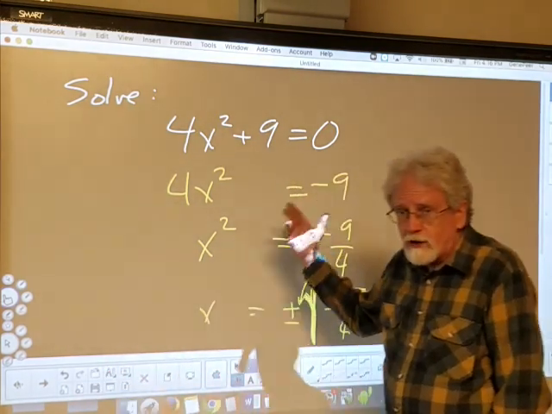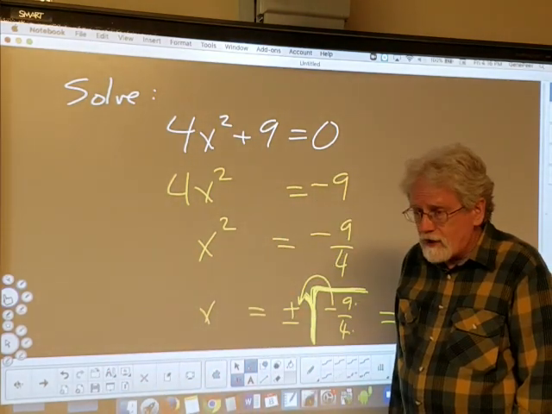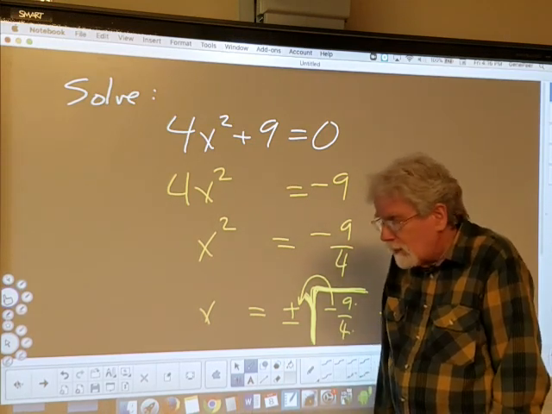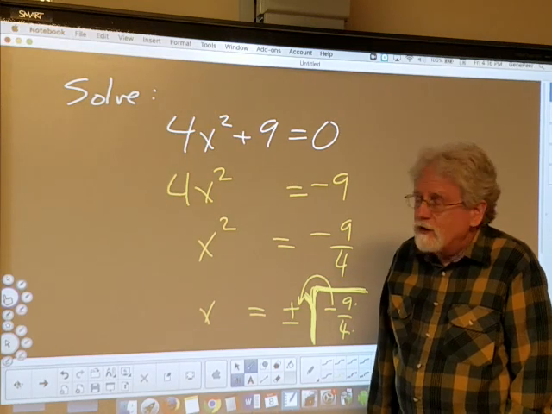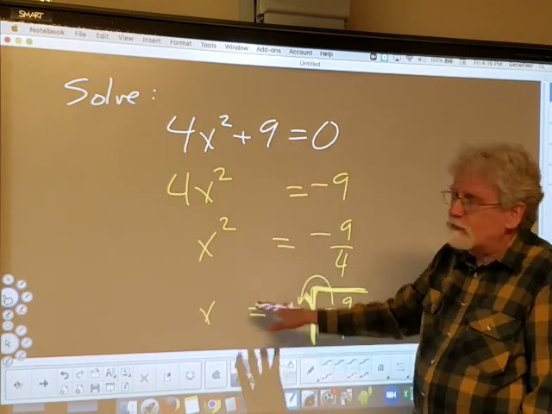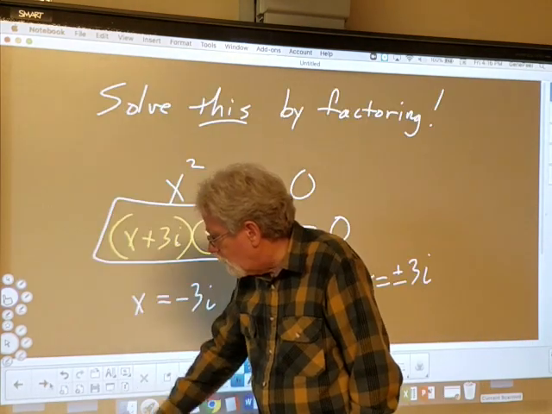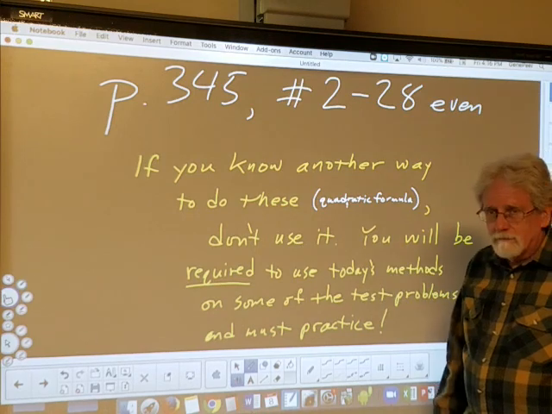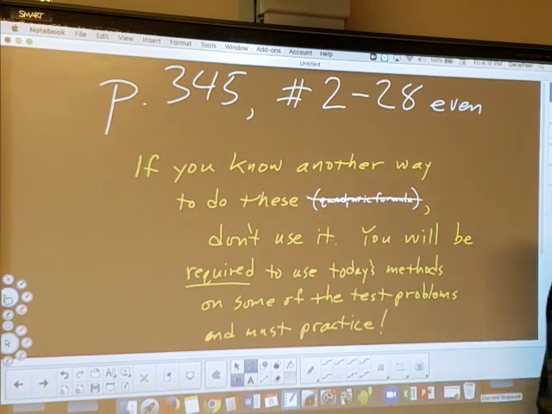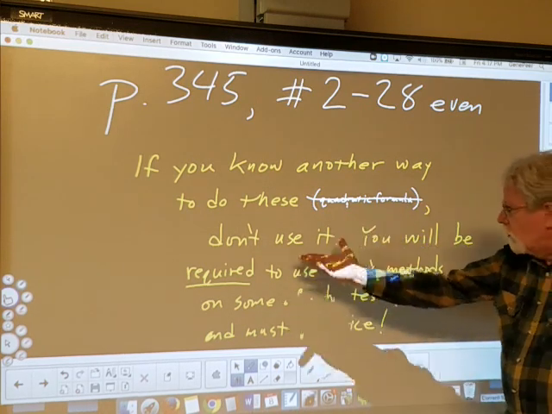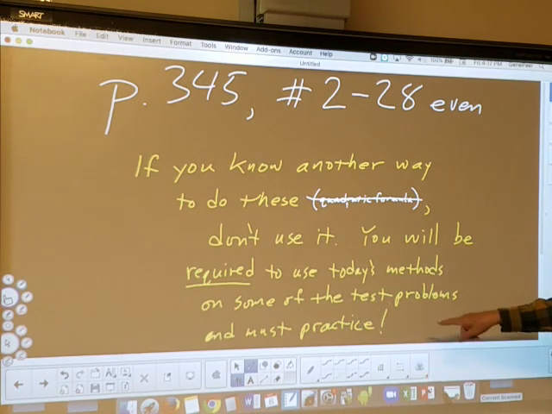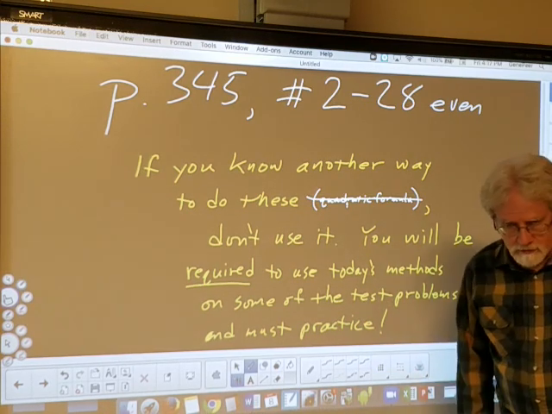And if you use the quadratic formula, then I will say, sorry, you didn't follow the instructions. But I got the right answer. But you didn't follow my instructions. So you need the practice in doing them this way, even if you know a different trick. So don't use that. All right, so if you know another way to do these, don't use it. You will be required to use today's methods on some of the test problems and must practice them.